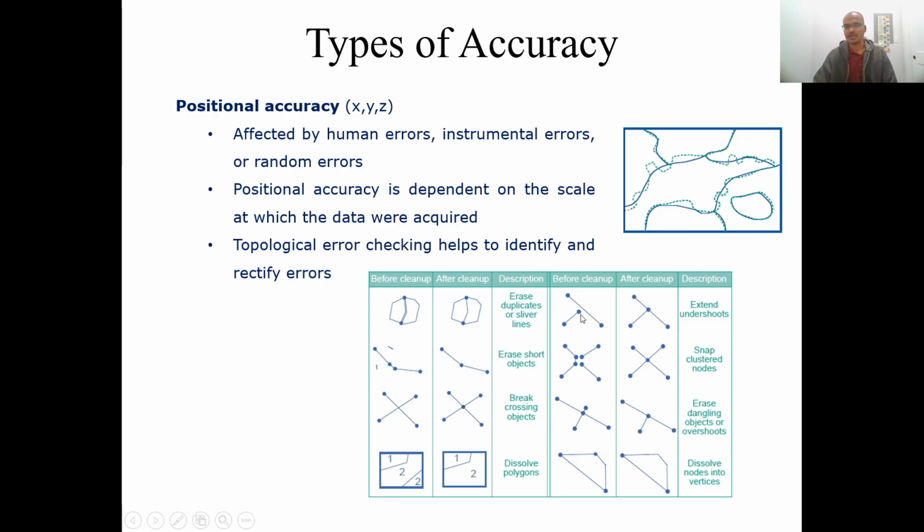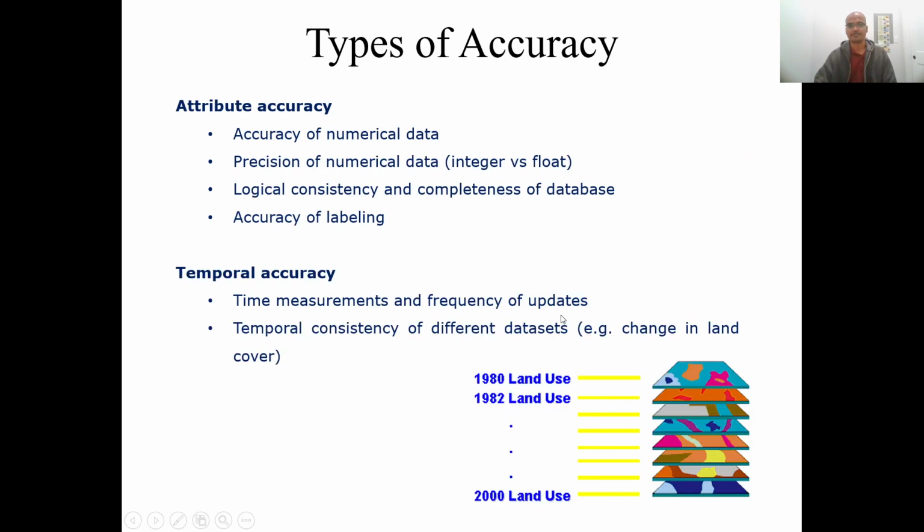Likewise, if you are joining two lines, this is very important for network analysis. If you are capturing all the stream network or road network, it should be properly joined. So there are many topological errors that may happen while creating a spatial database that need to be identified, ensured and rectified to maintain good positional accuracy.